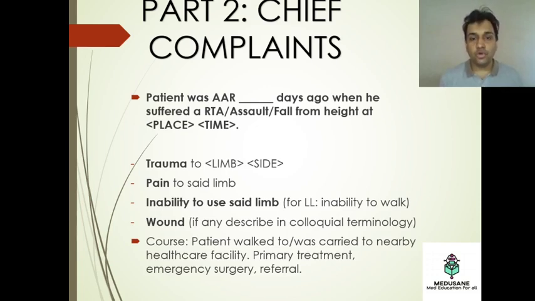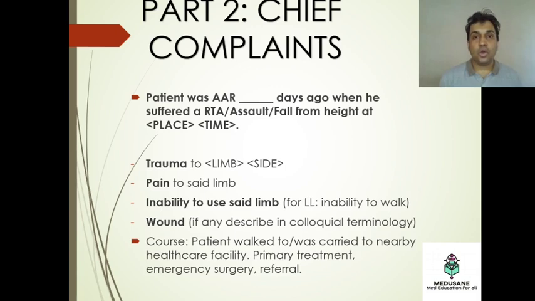If there is a wound, it has to be described, and it has to be described in colloquial terminology, which means the patient suffered a wound which was the size of his thumb or the size of his palm. We cannot say 5 centimeter by 4 centimeter because this is something which the patient is describing in retrospect. So trauma, pain, inability to use the limb, and a wound.